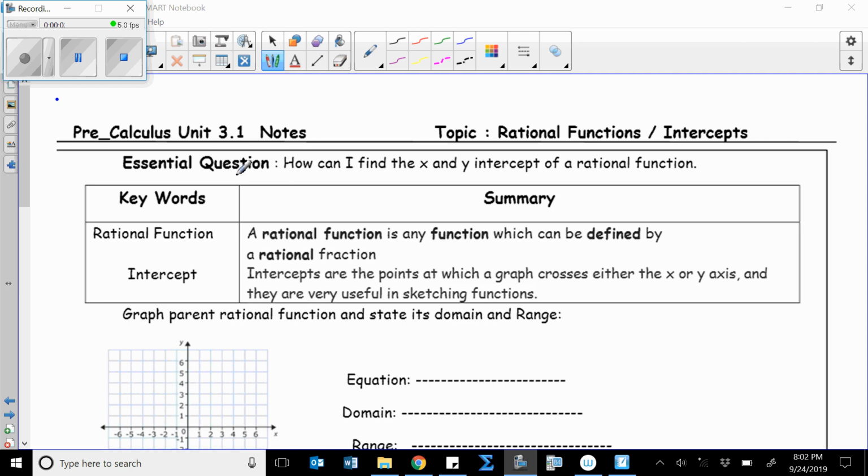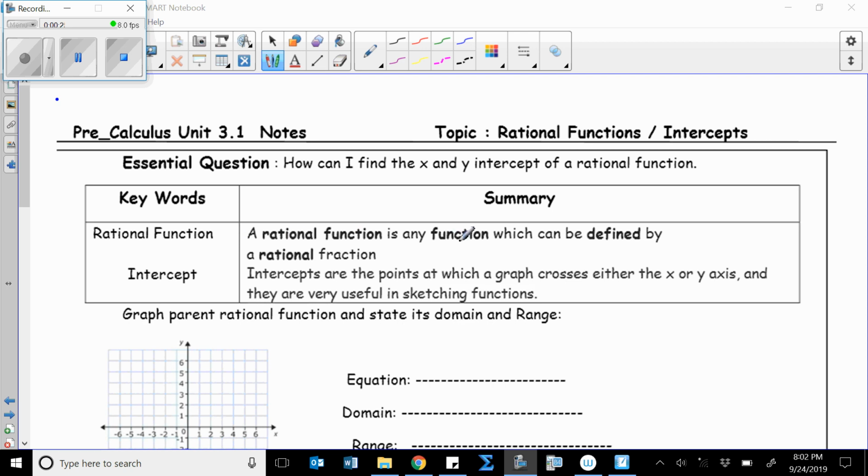Hi everyone. In Unit 3, we're going to learn how to graph rational functions. We're going to start with finding intercepts and horizontal asymptote and vertical asymptote of a rational function first. So today, this is what we're going to learn: intercepts, vertical and horizontal asymptotes. Let's first of all see what is a rational function.